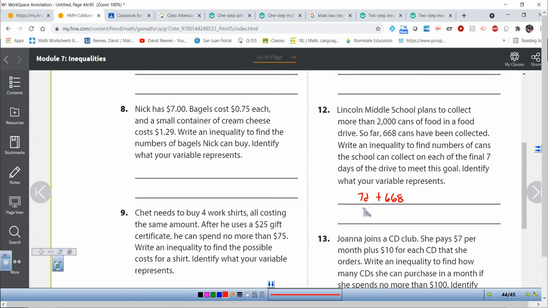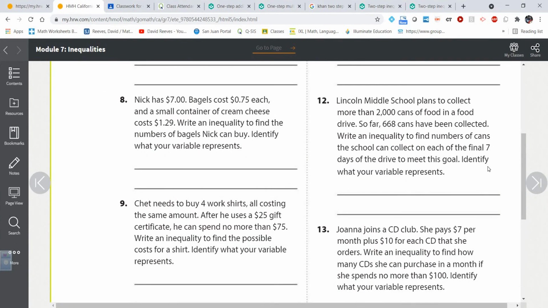668. So this is what they need, right? This is what they have. And what do we want? We want more than. So we want to do greater than $2,000.